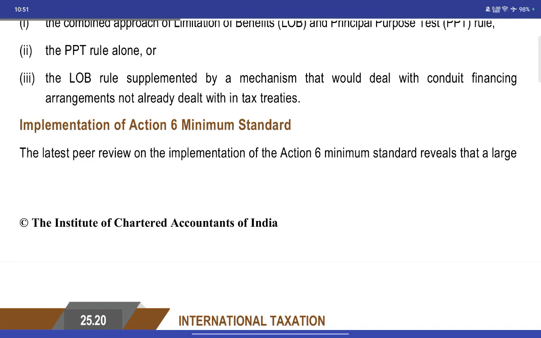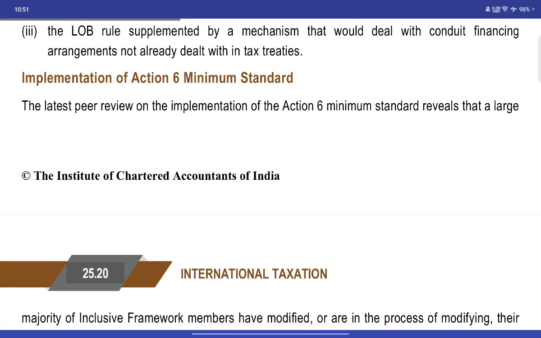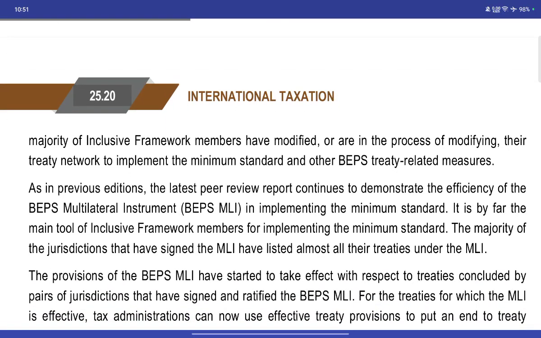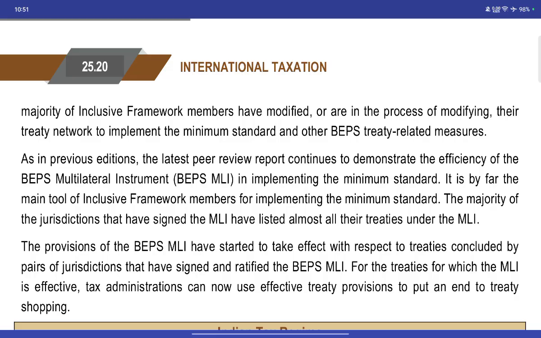Implementation of the Action 6 minimum standard. The latest peer reviews of the implementation of the Action 6 minimum standards reveal that a large majority of inclusive framework members have modified, or are in the process of modifying, their tax treaties to implement the minimum standards and other base erosion and profit shifting treaty-related measures.